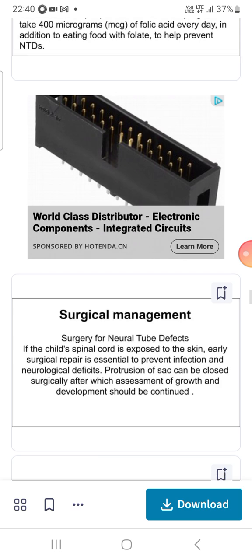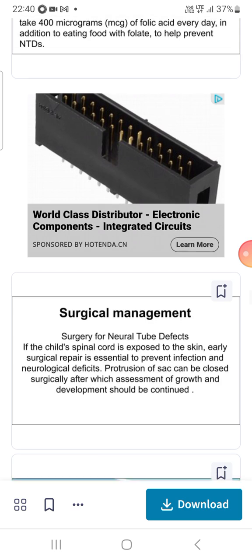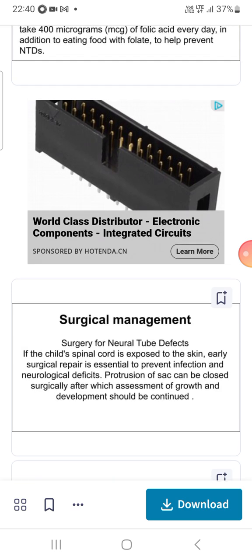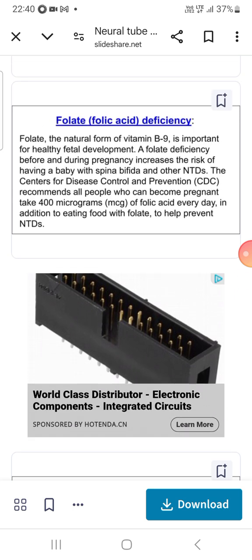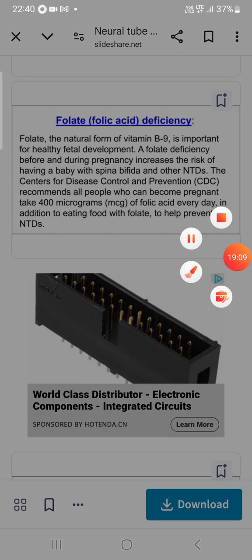And then surgical management is also there. After this type of problem has developed, we'll go with surgical management also. But as per our syllabus, we'll go with folic acid. Folic acid is suggested, and these types of problems are mostly controlled. So this is about our topic today, and tomorrow we'll go with one more topic.